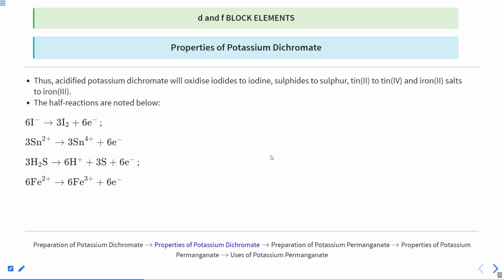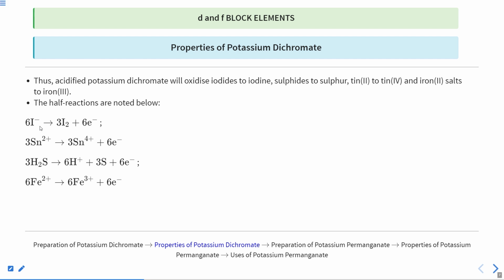Now let us talk about some uses of this acidified potassium dichromate. Here are some half reactions given below. In the first reaction, what is happening? I minus is going to I2. I has an oxidation state of -1 because the charge on it is -1. It is going to I2, which is the elemental form, so there the oxidation state will be 0.